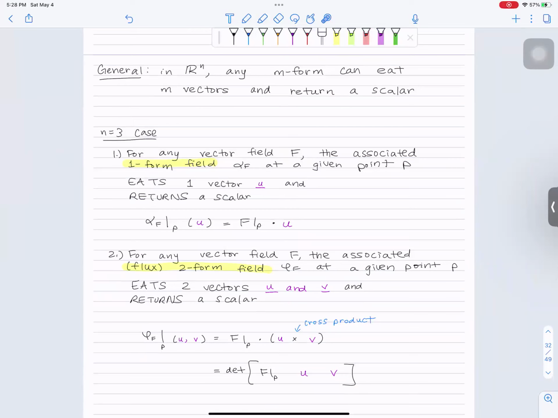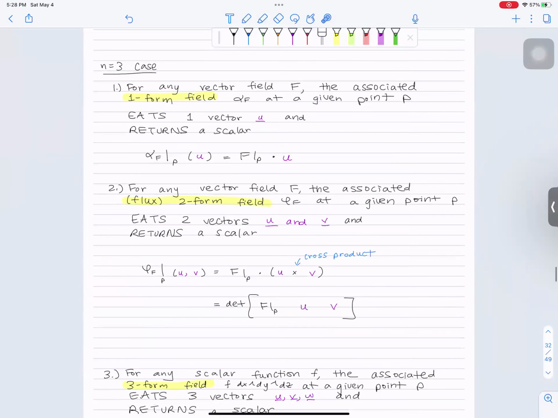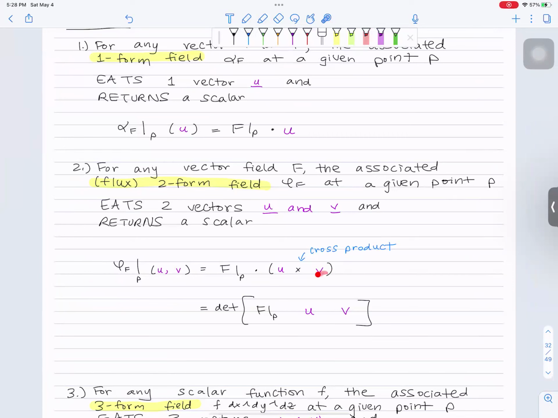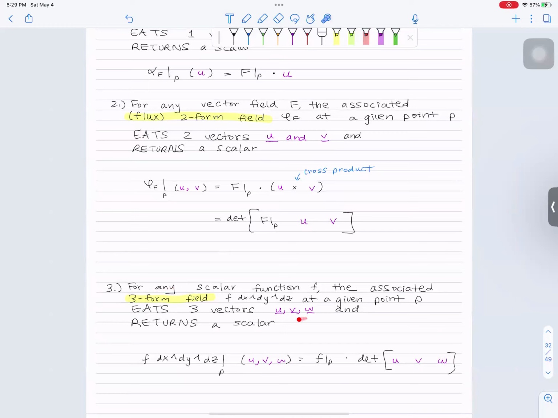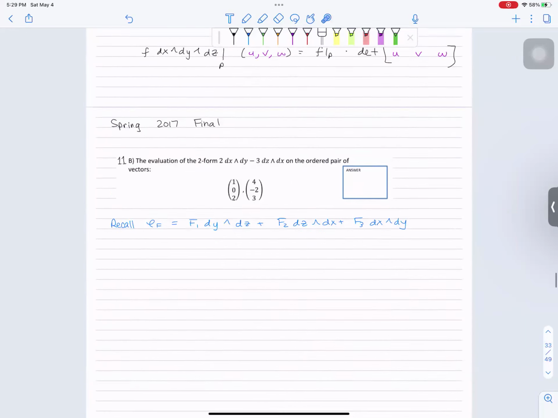Then there's the thing of forms eating vectors. So a 1 form can eat 1 vector, a 2 form can eat 2 vectors. How do you evaluate a 2 form eating 2 vectors? You take the determinant of your vector field with your point plugged in, and then each of the vectors as columns. And then a 3 form eats 3 vectors. How do you calculate that? Well, again, you take your field and plug in your point, but because we have 3 vectors already, we take the determinant of those 3 vectors.